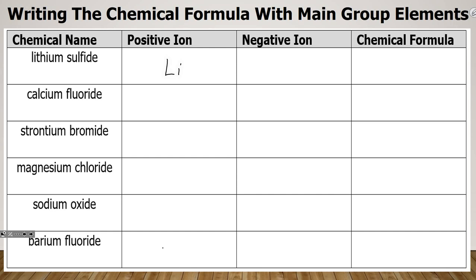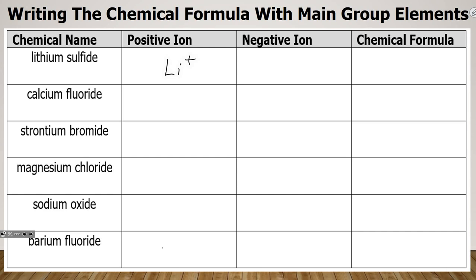What column is it in? It's in the first column, so it's going to be a plus 1. Good. Sulfide. Sulfide comes from sulfur. We just changed the ending to IDE to tell us it's the negative ion.